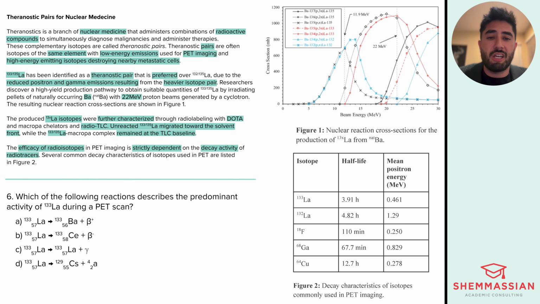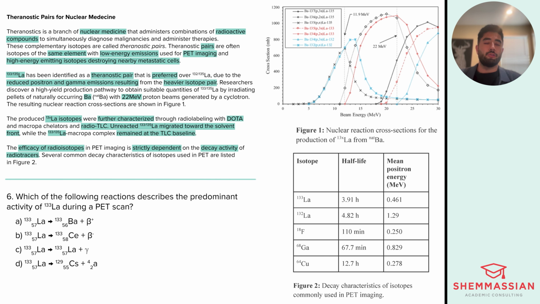PET scans typically have to do with beta plus particles. So PET scans have to do with the isotopes that undergo beta plus decay, which means that a proton in the nucleus is converted to a neutron while releasing a positron. And that's exactly what answer option A is saying. So you can use pairs, similarities, and differences to narrow it down to two options. And you can narrow it down to two options that are right or two options that are wrong. If they're wrong, you cross them off. If they're right, you keep them.